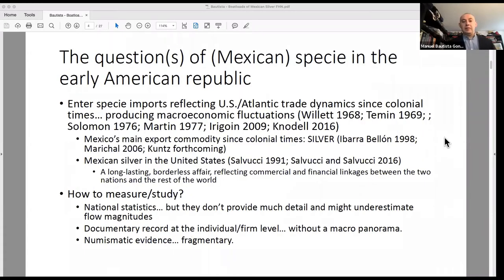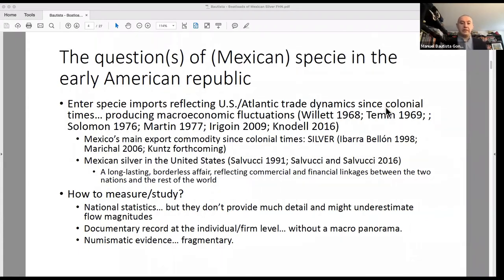So the way I approach the problem is by understanding that if Americans didn't have specie and if Americans didn't have mines, they needed to import this specie. So I look at specie imports as a reflection of US and Atlantic trade dynamics.